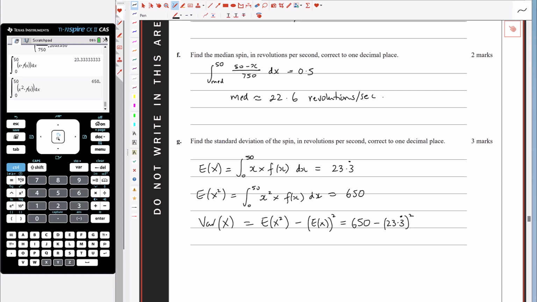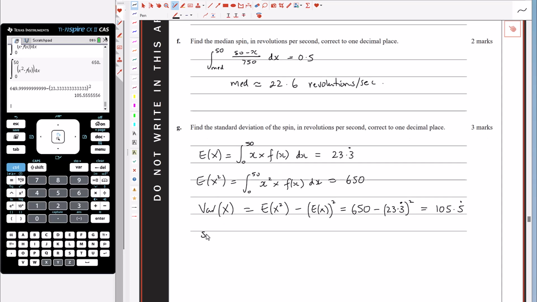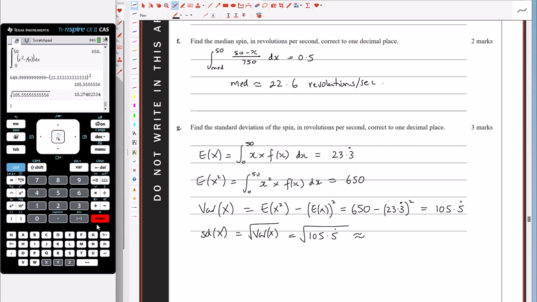Alright, so we're going to need this number minus... Oh, look, actually that wasn't exact either, although I think it probably was. Yeah, it's interesting. It's coping with the piecewise function, but only by always writing things as decimals. Okay, so this is going to be 105.5 recurring, and so then the standard deviation of x is going to be the square root of the variance of x, so the square root of 105.5 recurring, and we need our answer to one decimal place, so the square root of that is going to be 10.3.